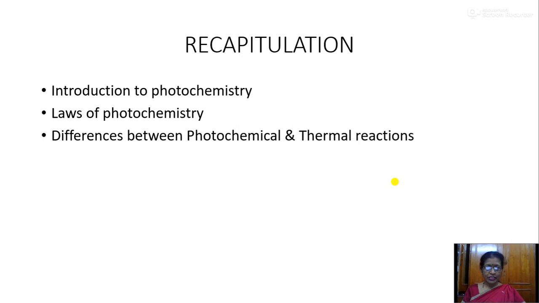Now, recapitulation, that is what we have learned in this session. Introduction to photochemistry. So, photochemistry is a branch of physical chemistry. It is the study of chemical reaction under the influence of light. Then, laws of photochemistry, Grotthus-Draper law, Stark-Einstein law. Then, difference between photochemical and thermal reaction. These are all the parameters we have learned in this session.